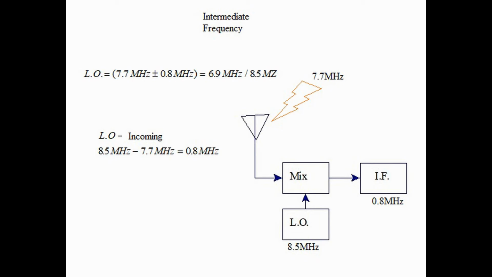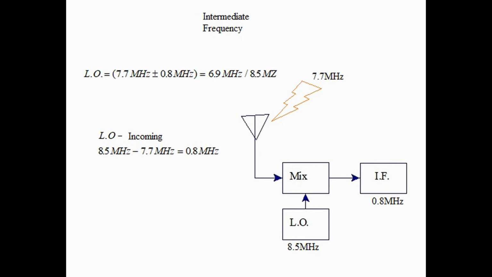We are looking for a certain frequency which will then be used by the local oscillator. To find that frequency, we take the high frequency coming in, 7.7 megahertz, and add and subtract the intermediate frequency, which is 0.8 megahertz, and then the result is two frequencies, a low one and a high one. Remember, the signals always add and subtract.